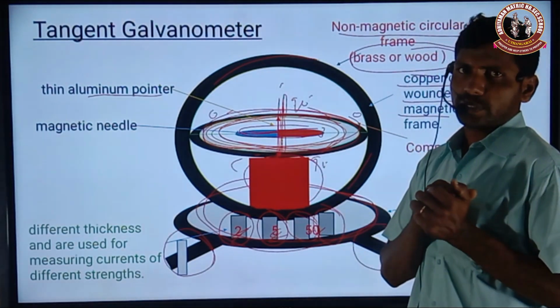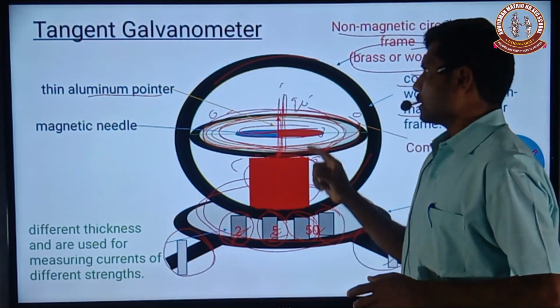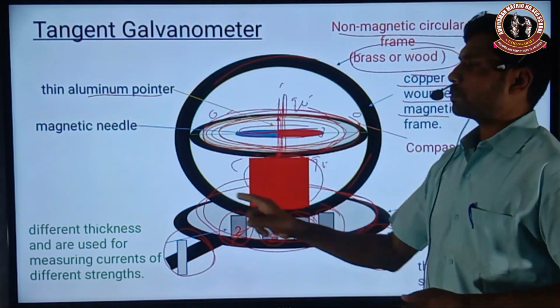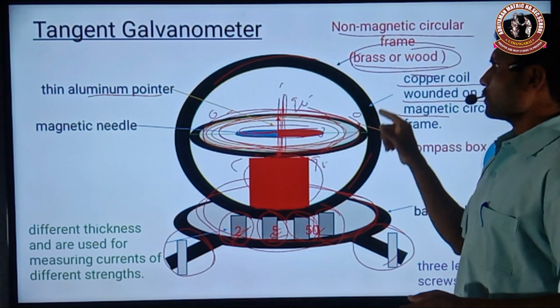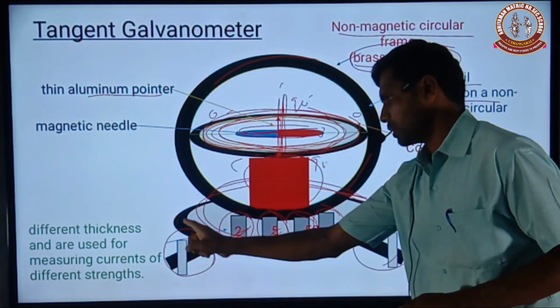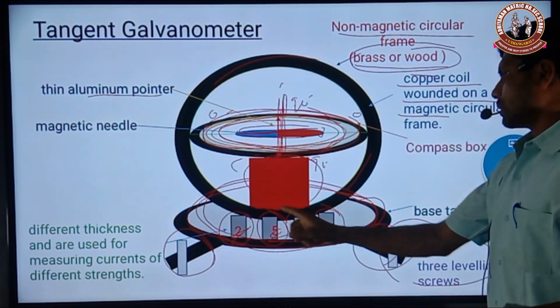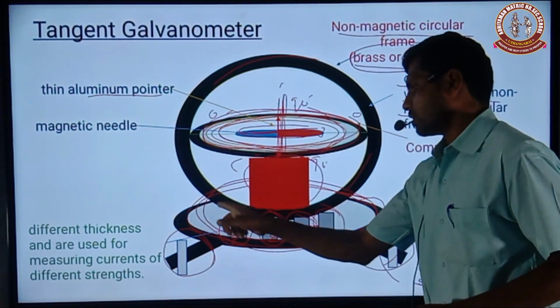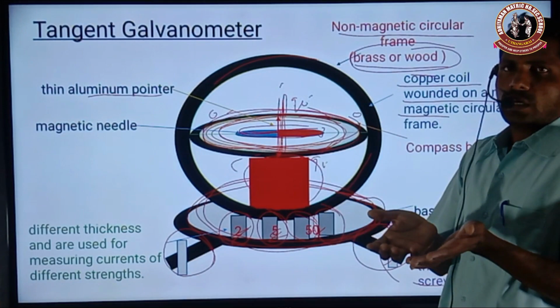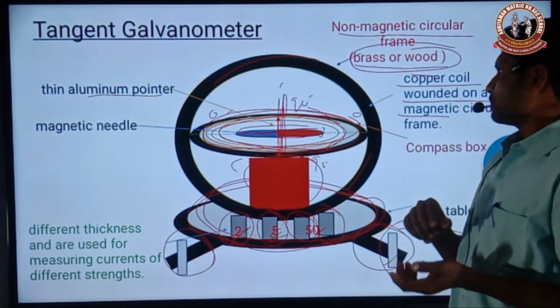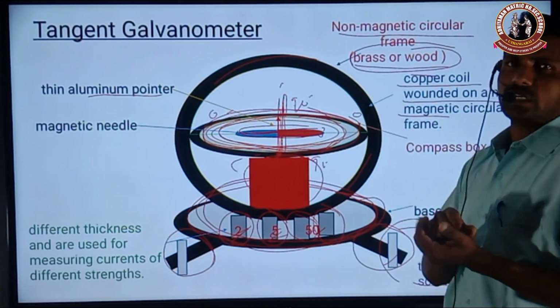The construction of the galvanometer: a circular non-metallic plate made of brass or wood is placed vertically on a horizontal base table. The horizontal base table is provided with 3 leveling screws. The 3 leveling screws are adjusted so that the base table is exactly horizontal and the vertical coil and the non-metallic frame are also exactly vertical.